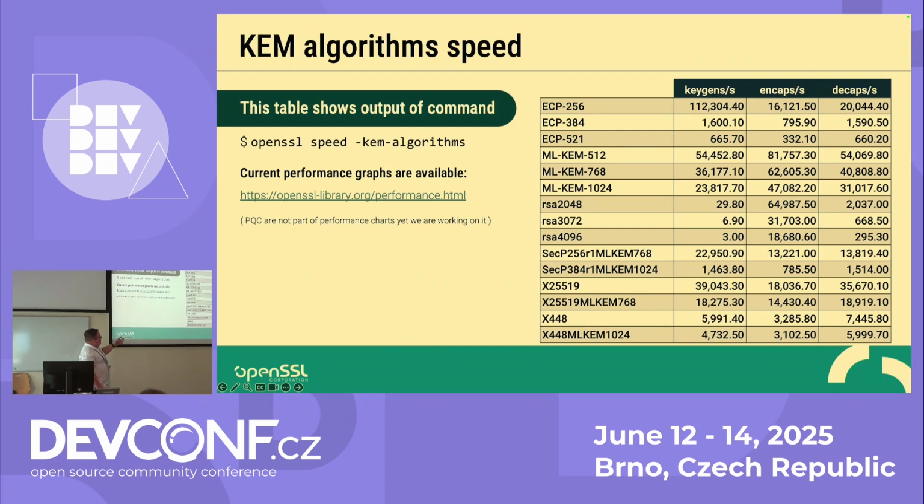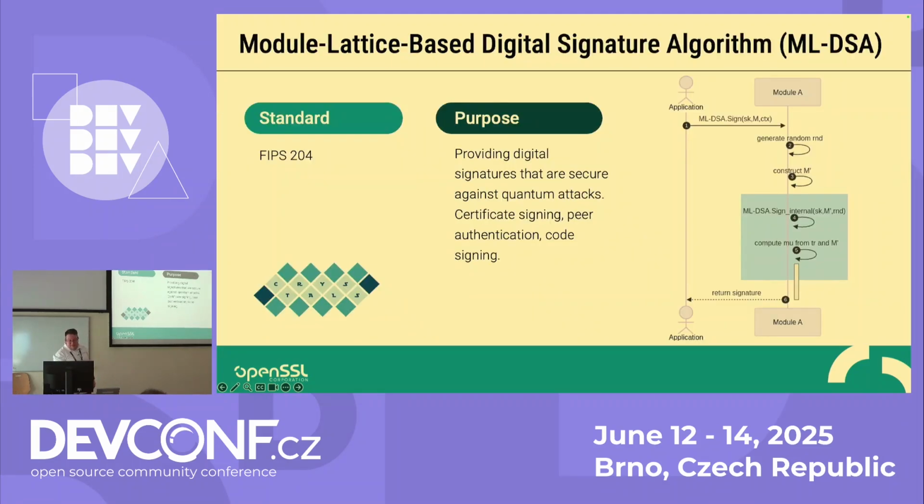And you can see that RSA for key generation is really slow compared to ML-KEM, and encapsulation and decapsulation are the same or faster than RSA, which is typically used. This one is used in TLS, so you can see that it is really fast. Also, 14,000 encapsulations per second is not bad.